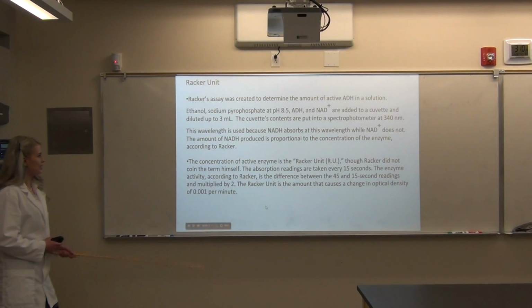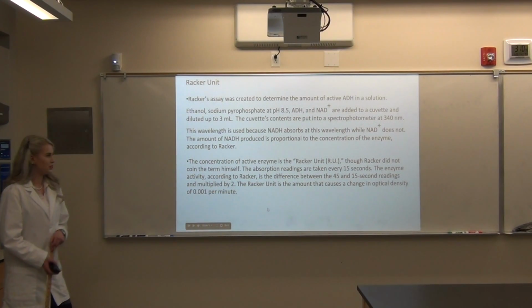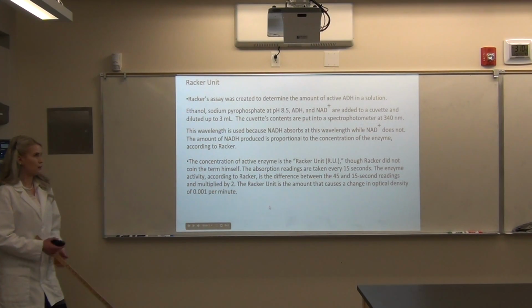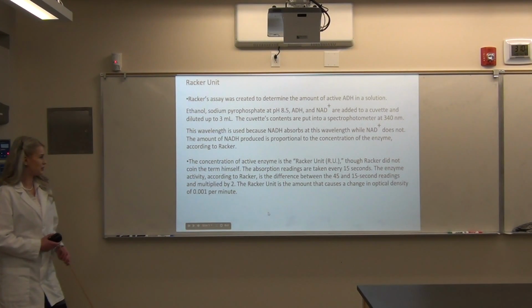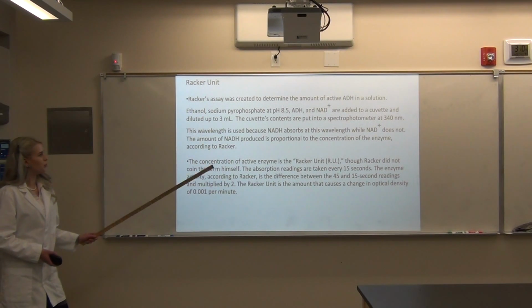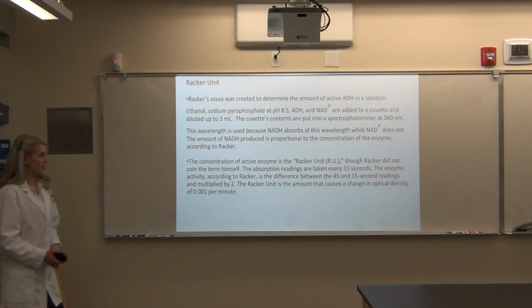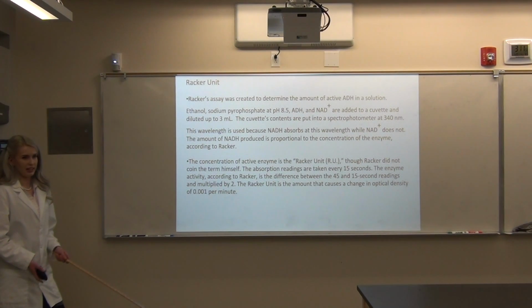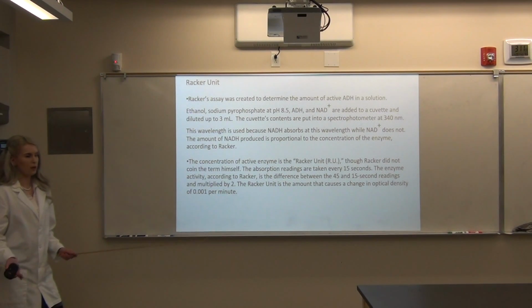From Racker's assay we have a Racker unit, which is a unit of concentration defined as a change in optical density of 0.001 per minute. In our experiment, we use a spectrophotometer to observe the absorption of NADH, and this is an indirect measurement of the activity of ADH. The higher our Racker units are, the higher the activity of ADH in our solution.